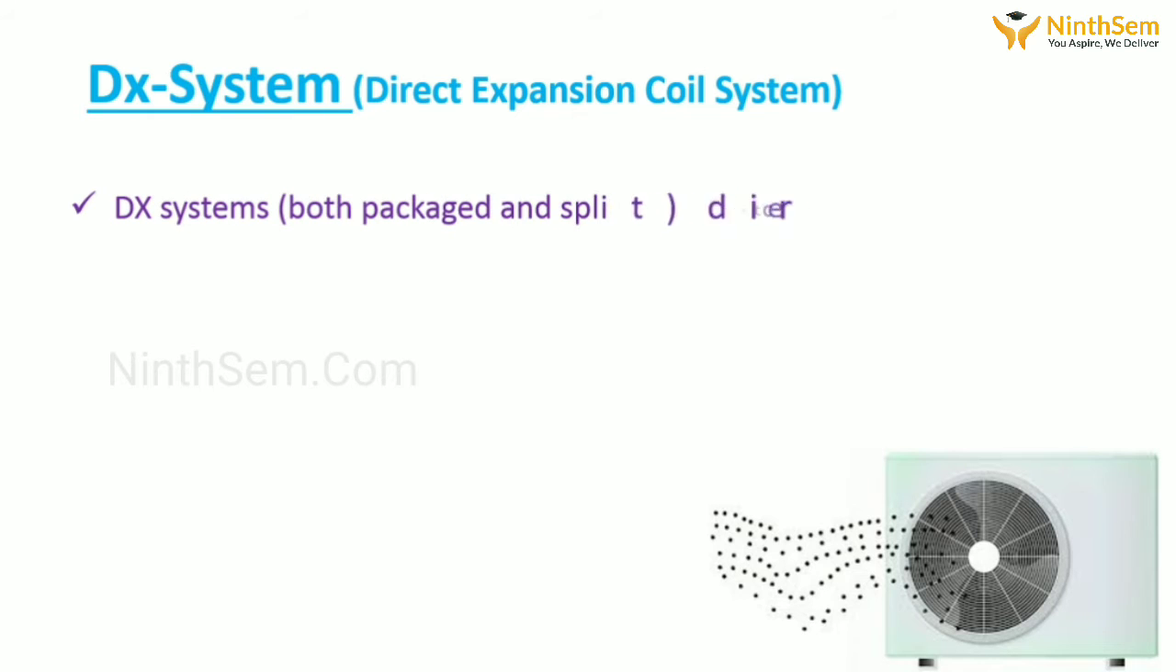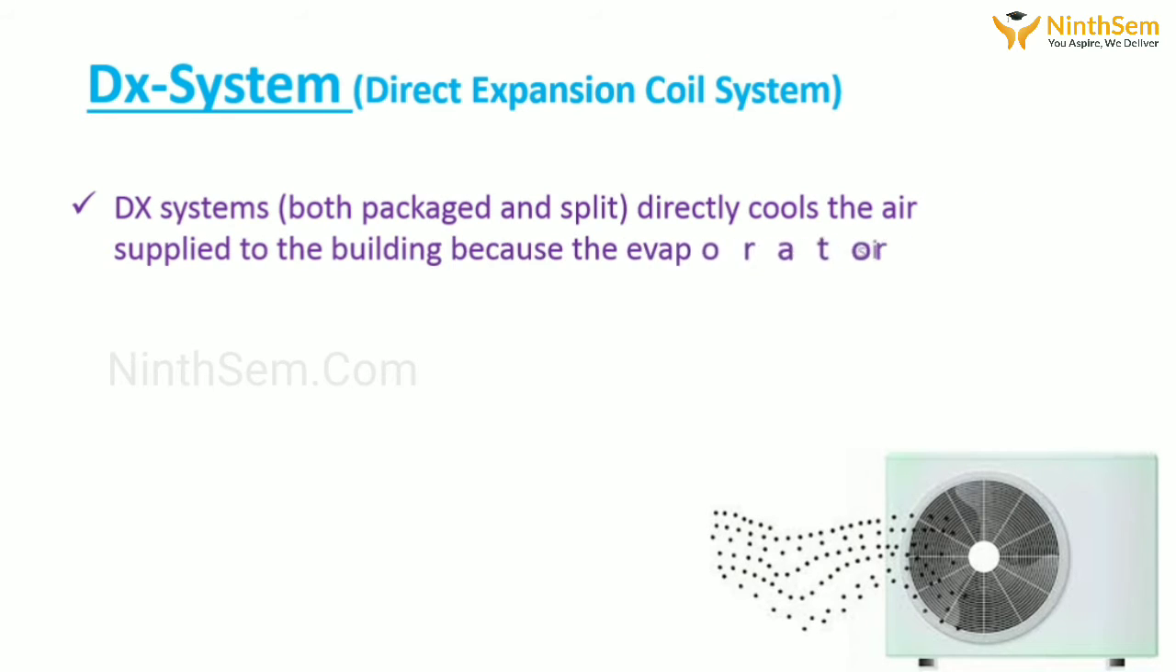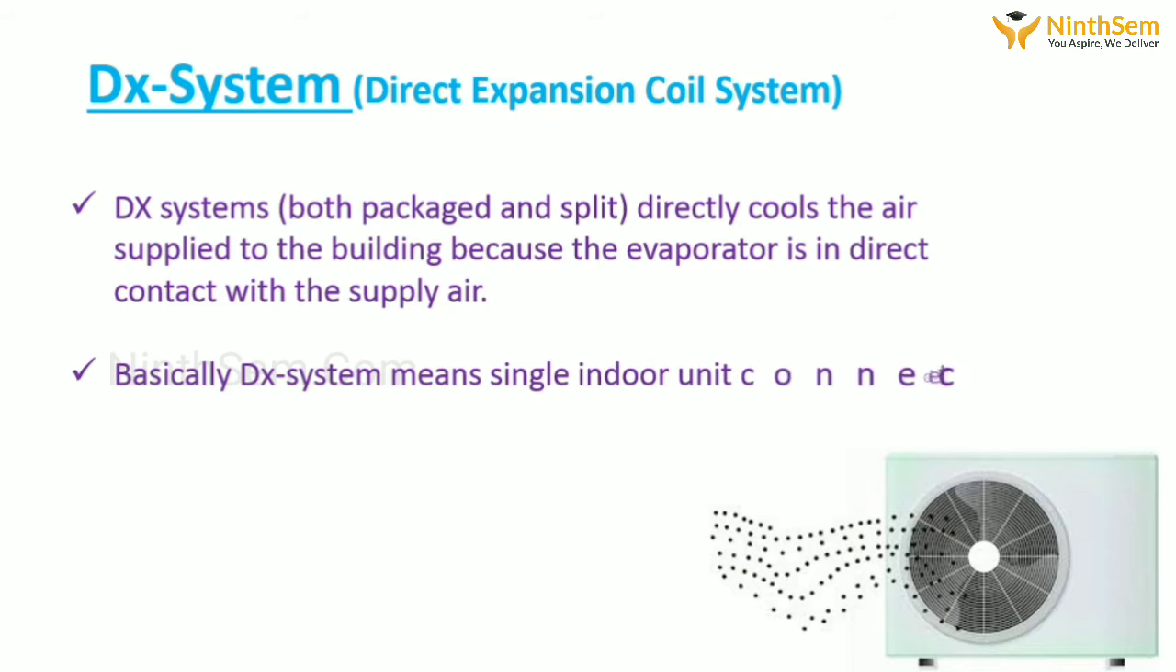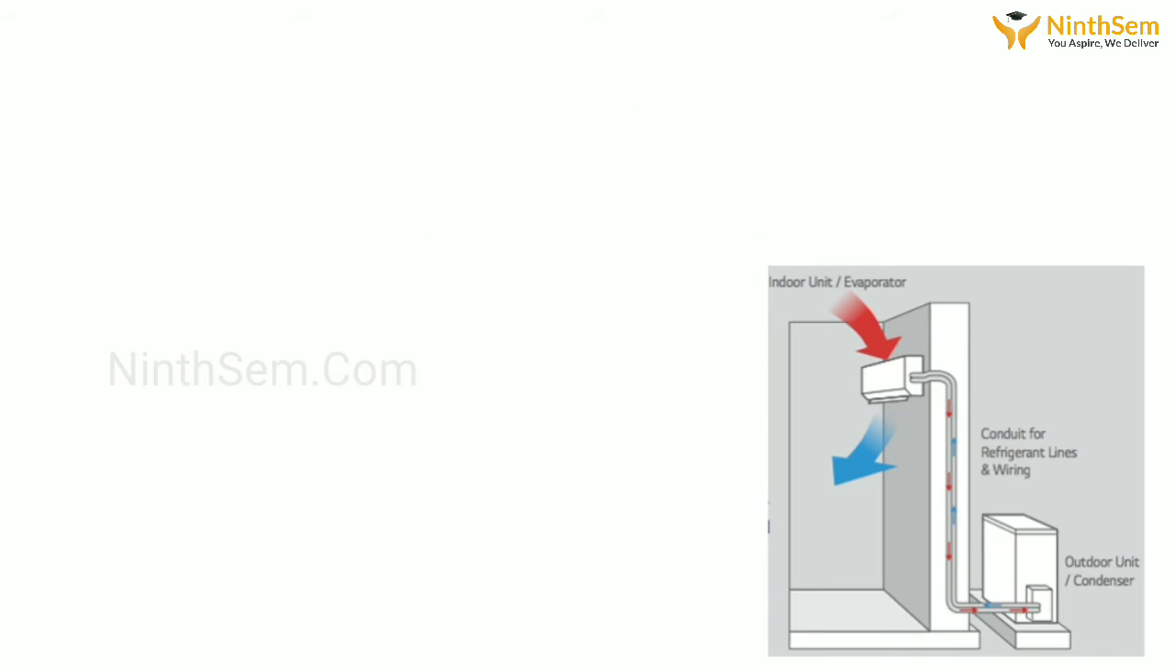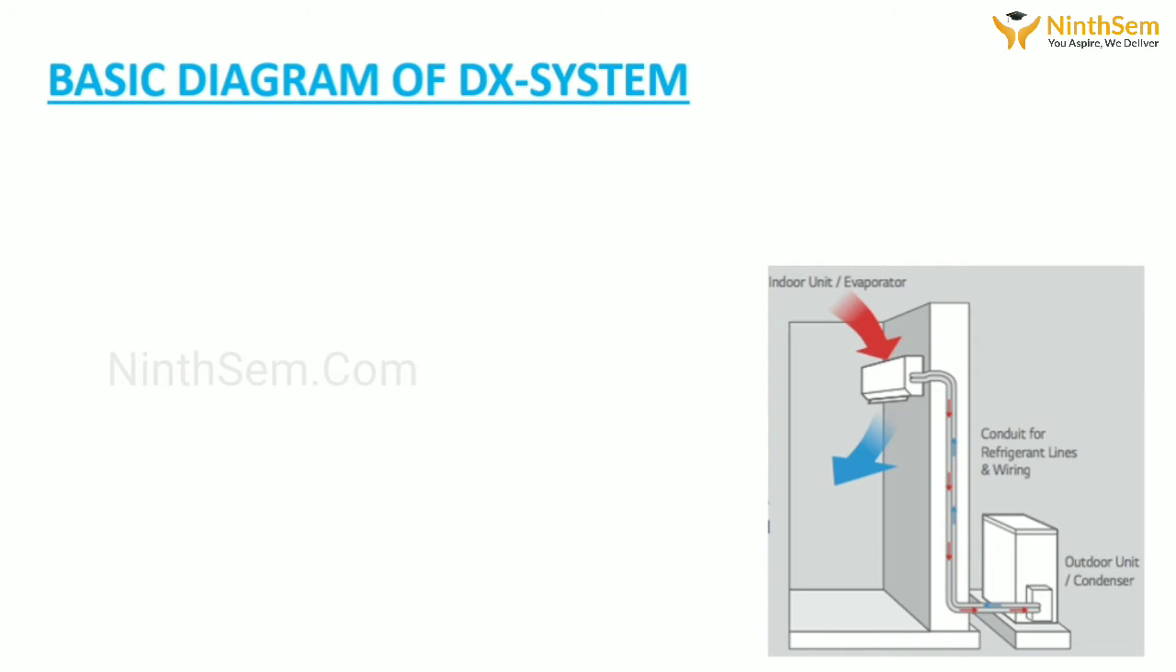DX systems directly cool the air supplied to the building because the evaporator is in direct contact with the supply air. Basically, DX system means a single indoor unit connected with a single outdoor unit, which we basically see in our society. Now, the basic diagram of DX system.